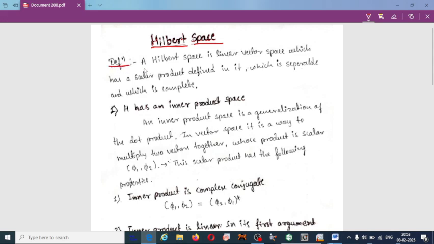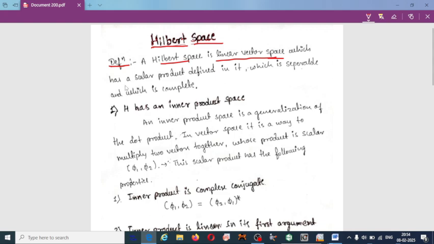So the definition: Hilbert space is a linear vector space. In the previous video, I have defined linear vector space. A linear vector space is a set of elements, which are vectors, which obey properties like scalar multiplication and vector addition. So please watch that video, as it is helpful for you to understand Hilbert space also, because Hilbert space is a linear vector space.